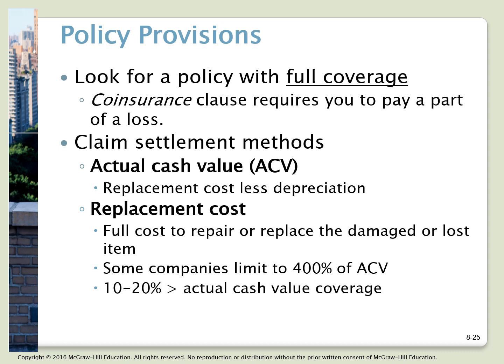Policy provisions: look for policies with full coverage. Co-insurance clauses require that you pay a part of a loss. Claim settlement methods include actual cash value and replacement cost less depreciation. So you've got to be careful of that. Replacement cost itself is the full cost to repair or replace a damaged or lost item. Some companies limit it to 400% of actual cash value. So there are limitations on this, 10 to 20% greater than actual cash value. That might be whatever the limits are.